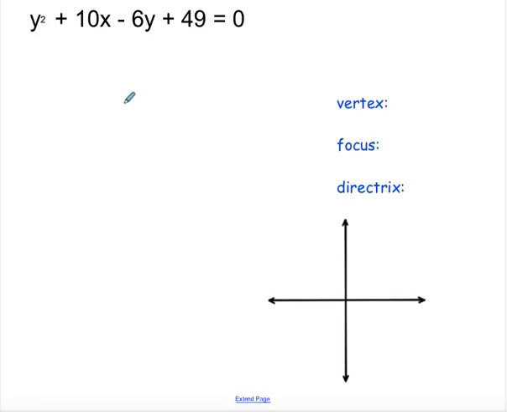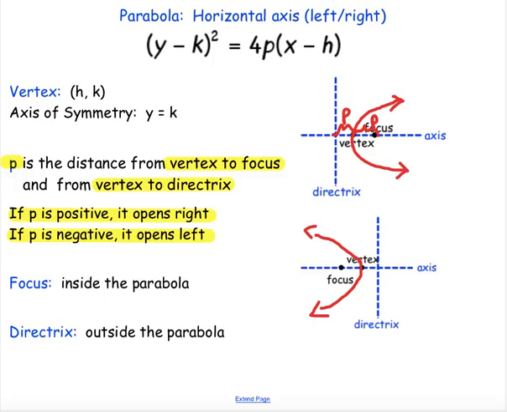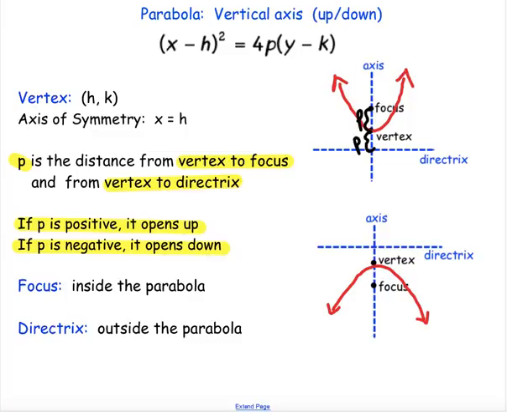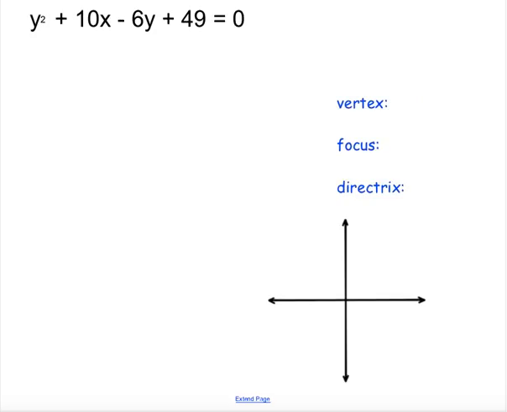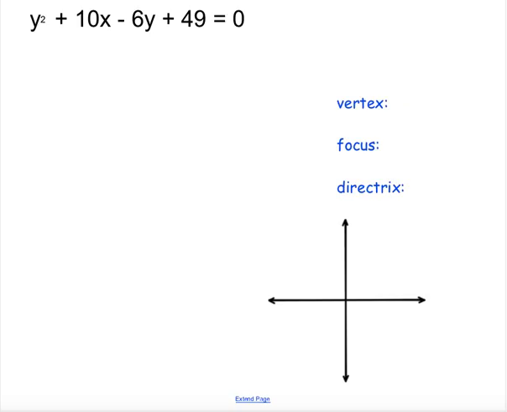Okay, let's try another one. Now we did a problem similar to this with circles. We need to write it in standard form first. Right now it's not written that way. And we need to know which standard form to write it in. So is it going to be this one, where the y's are squared, or this one where the x's are squared? Well, if you take a look, you can see that the y's are being squared. So we're going to model it after this one right here. So I'm just going to write that.